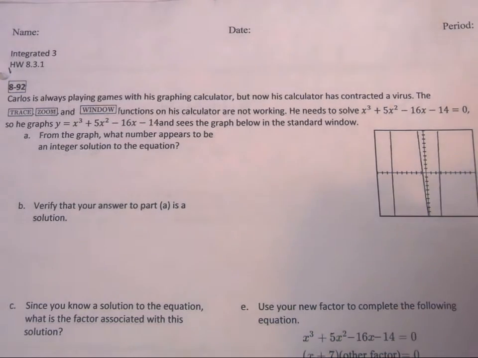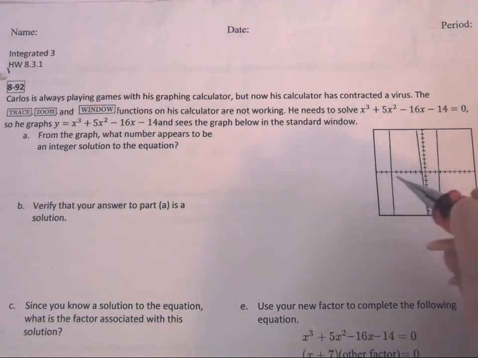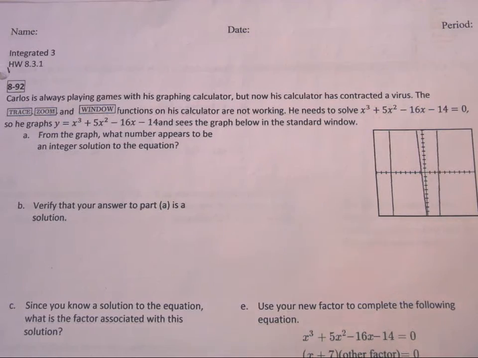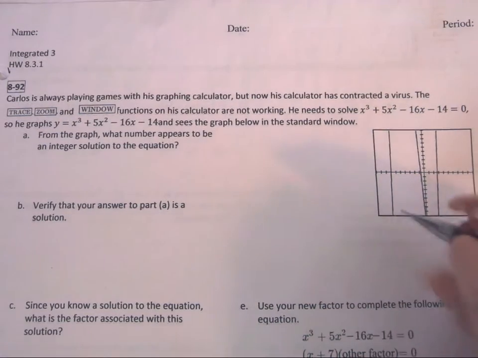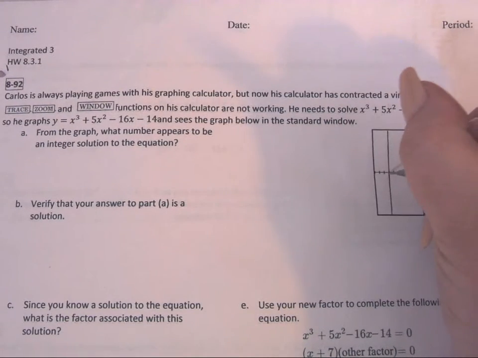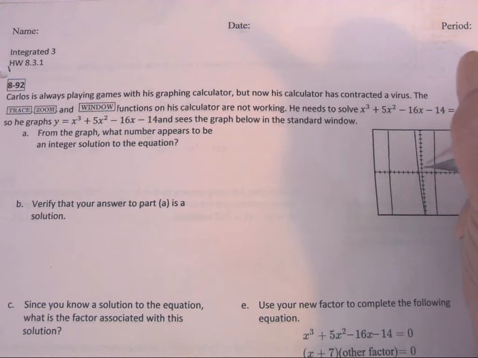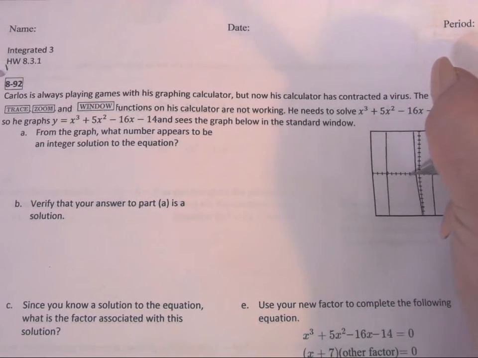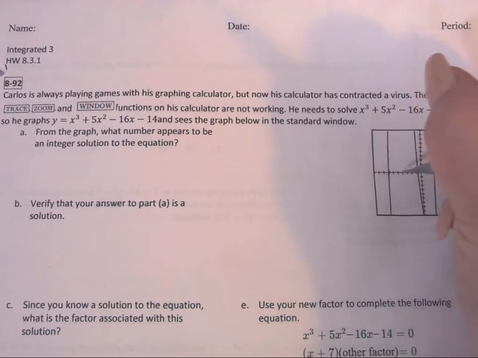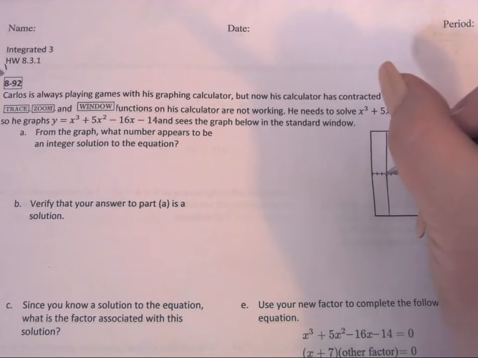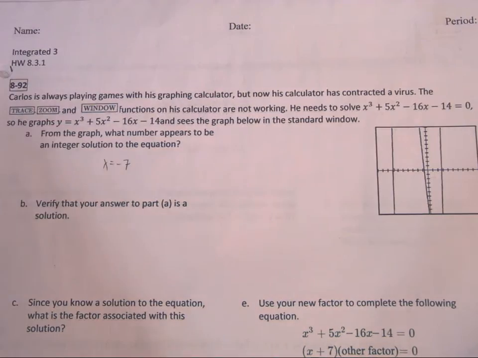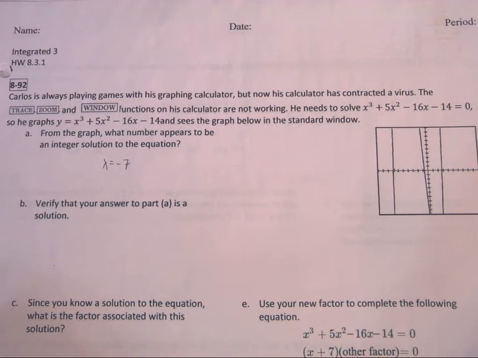Remember these tick marks are the integers, so if the graph is not hitting a tick mark like these two, and is going in between tick marks, then they're not integer solutions. This one here looks like an integer solution, and counting along the axis it'll be -1, -2, -3, -4, -5, -6, -7. So x equals -7. Now verify that your answer to part A is a solution.